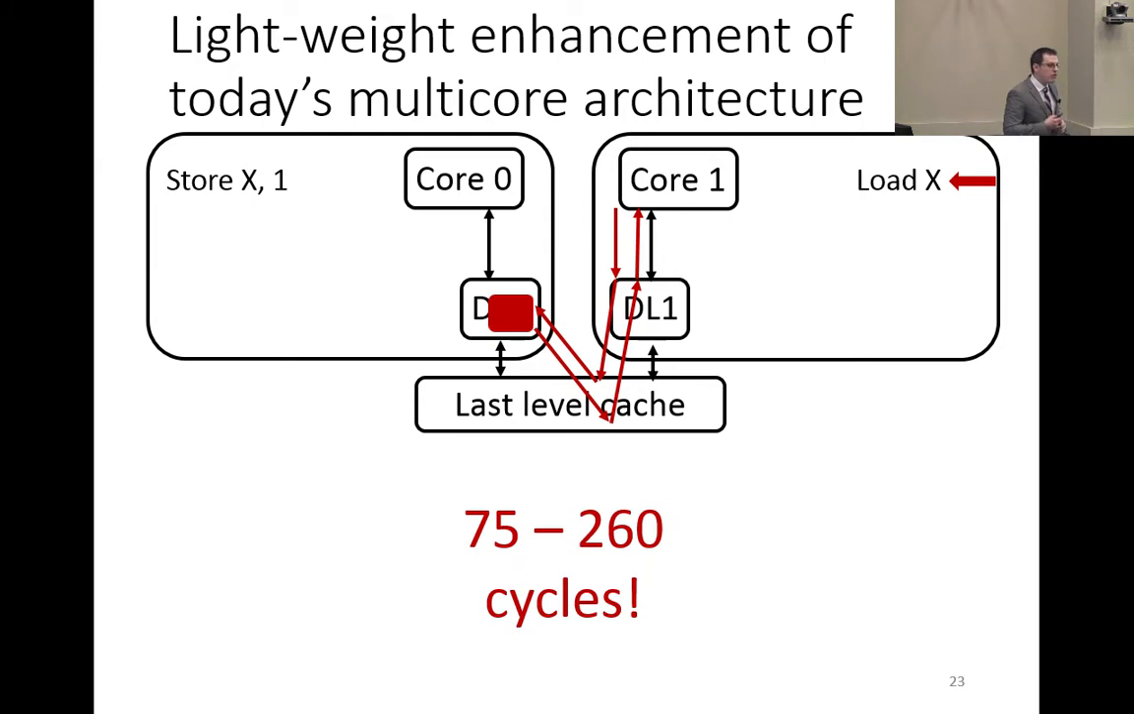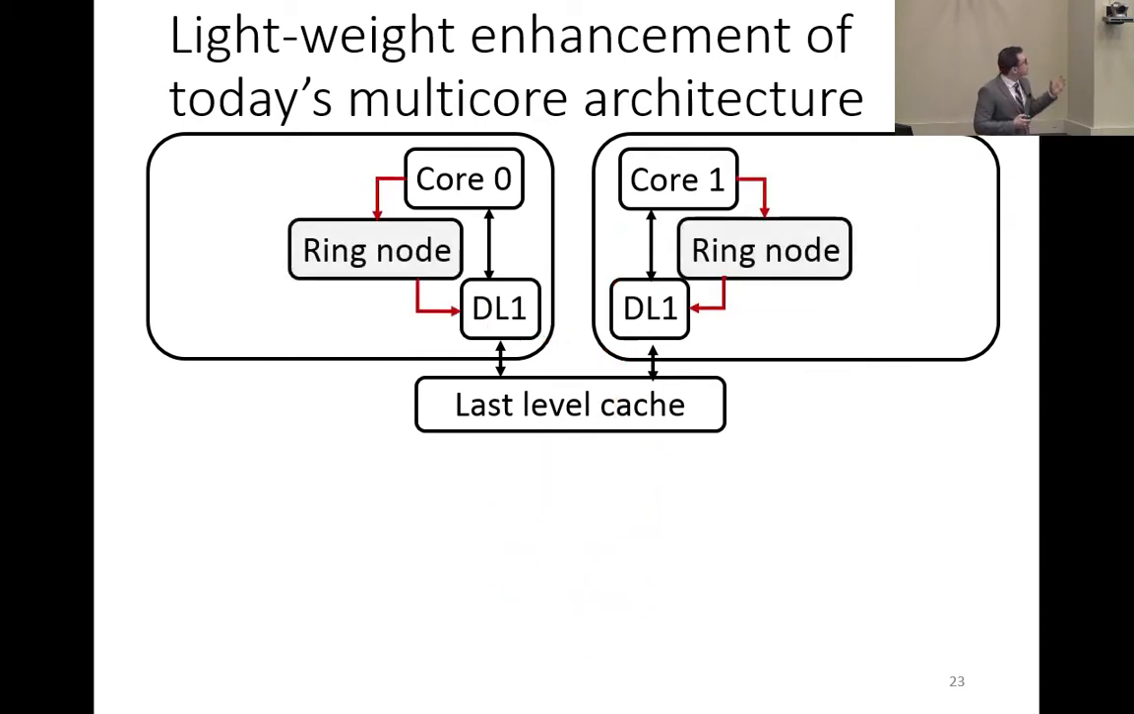So we cannot be reactive like this. We need to proactively distribute the data as soon as they get generated. And this is what I proposed. I didn't want to redesign the entire architecture from scratch because we have a lot of knowledge that we built in the last 10 years to build this kind of system. So I want to make a light enhancement of this architecture. So what I propose is to add one ring node per core.